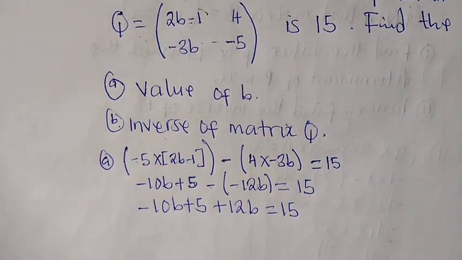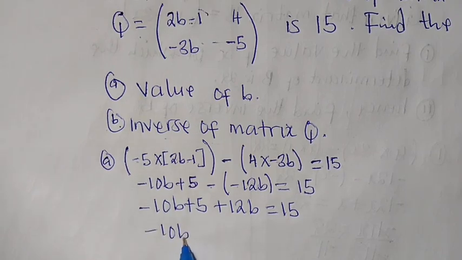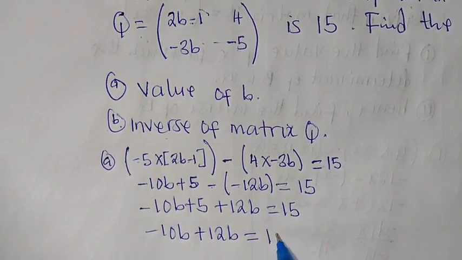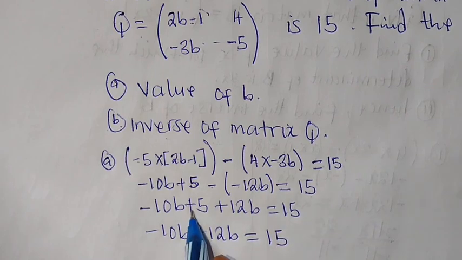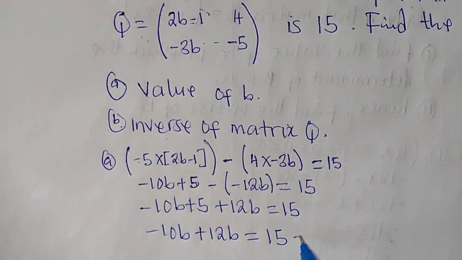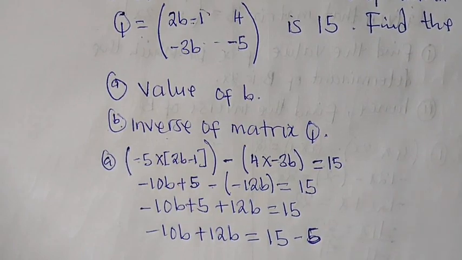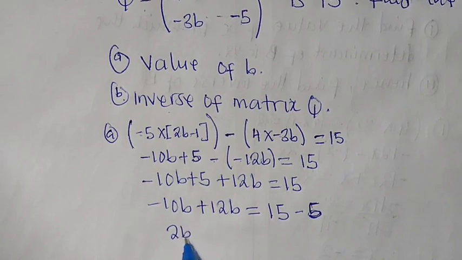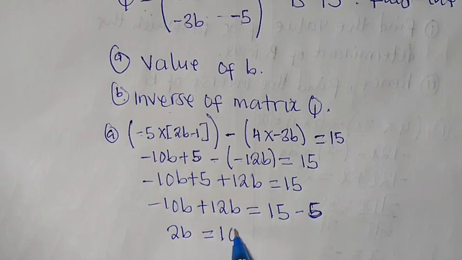Then from this stage, we are going to group the like terms together. So negative 10b, its like term is a plus 12b, equal to 15, its like term is a plus 5. Now, when it comes this side, it will be a minus 5. Okay, so I hope that you are following. Then negative 10b plus 12b, this will give us 2b, equal to 15 minus 5, it's a 10.